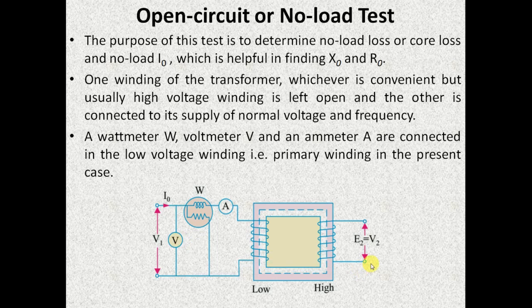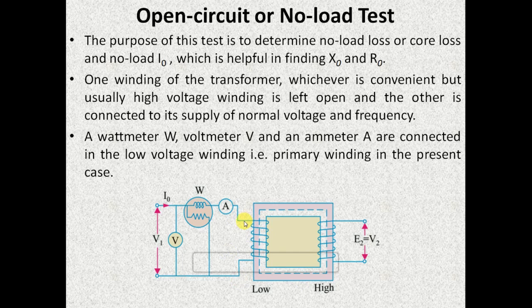As this test is being conducted under no load condition, the current which is being taken from the supply is only 4 to 6% of the rated current, and the power which is being taken from the supply is mainly used to compensate the core loss which will occur in this transformer core. Since this test is being performed under no load condition, there will not be any flow of current through the secondary winding or high voltage side winding, whereas a very small amount of current, around 4 to 6% of the rated full load current, will be flowing through this low voltage side.